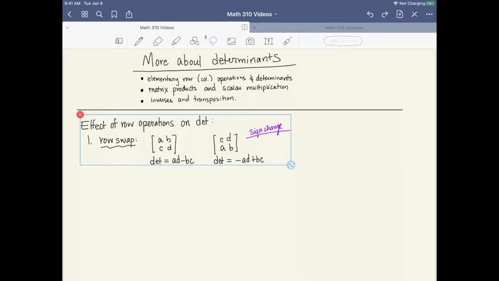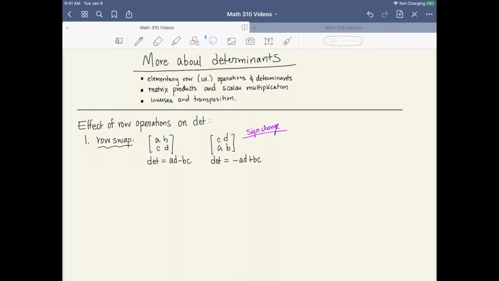The first row operation that we're going to look at is a row swap. I have a simple example here just to demonstrate, but let's take a 2 by 2 matrix A, B, C, D. Notice that the determinant, just using the determinant formula, is AD minus BC. If we swap the first row and the second row, well, what happens to the determinant? Now it's CB minus AD, or as I've written here, minus AD plus BC. You'll notice that these differ by a sign.